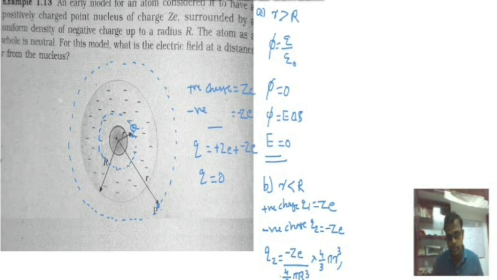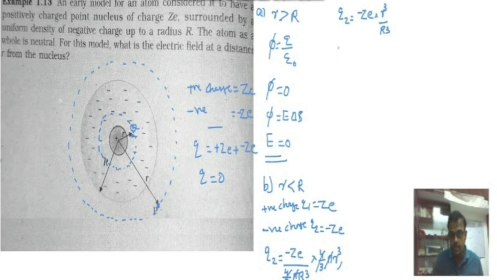So you can see here in this picture diagram, 4 by 3 pi and 4 by 3 pi cancel. So what is Q2 now here? Q2 is equal to minus Ze into small r cube divided by capital R cube. So we got now Q1 and Q2 inside the closed surface. That means the point Q is now on the Gaussian surface. Inside that, the total positive charge is equal to Ze and the total negative charge is equal to minus Ze into r cube divided by R cube.